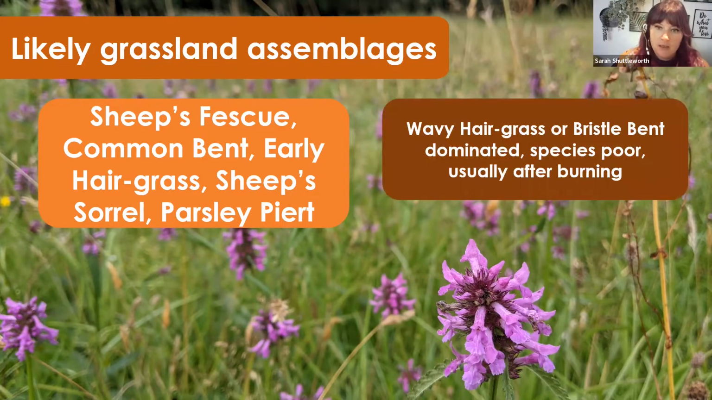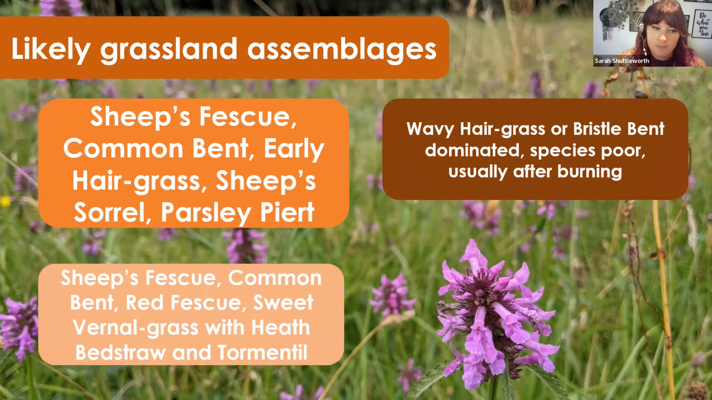the little parsley piert. Or maybe you've got something that's almost entirely dominated by wavy hairgrass or bristle bent and pretty much very little other species. So it's really species poor. And that can usually be maybe after there's been some burning, for example.